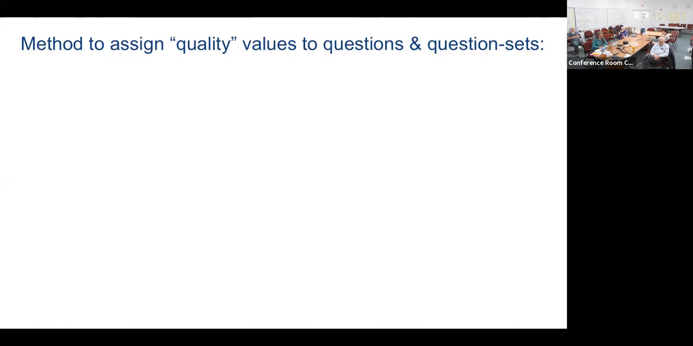So one of our puzzles in trying to do this work was trying to figure out, we have this intuitive sense that some questions are more useful than other questions, but how on earth do you assign any kind of a quality value to a question? And we wanted a quality value not just for an individual question, but for a cluster of questions, because there's this idea of a line of questions. These questions are related to each other.